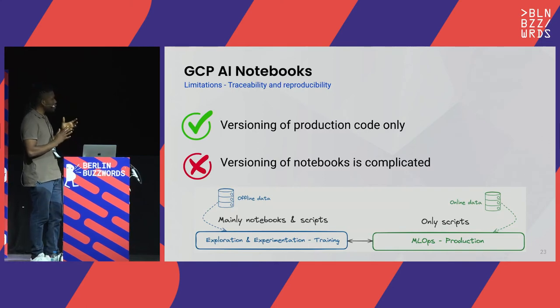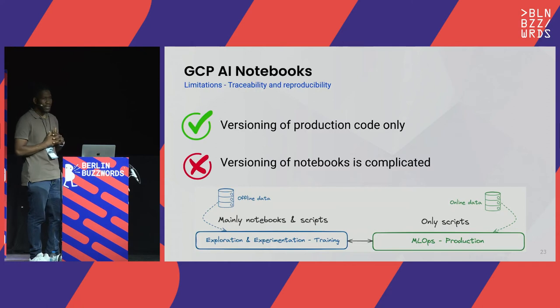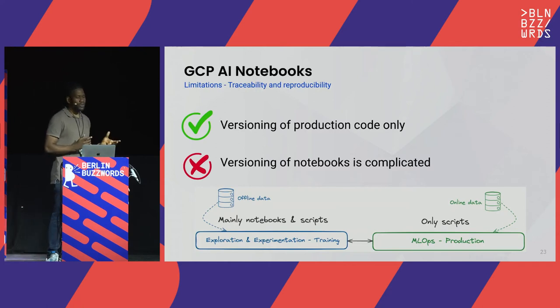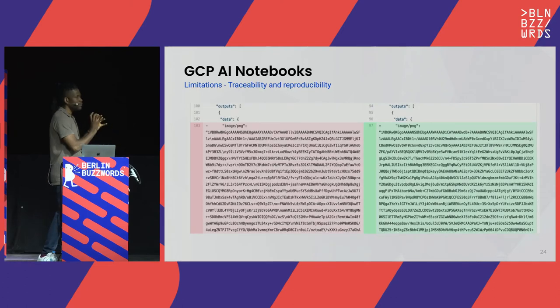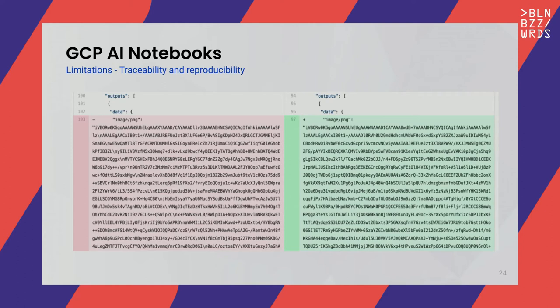But versioning notebooks is very complicated because in our team we use Git to version, and Git is not designed to work on notebooks because a notebook is a JSON document, and this is a problem. I'm going to show you one example of a Git diff between notebook files. You can see this is the difference between two versions of a notebook. Yeah, you can see it's humanly impossible to read.